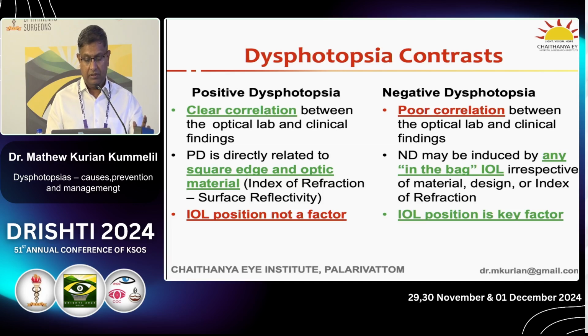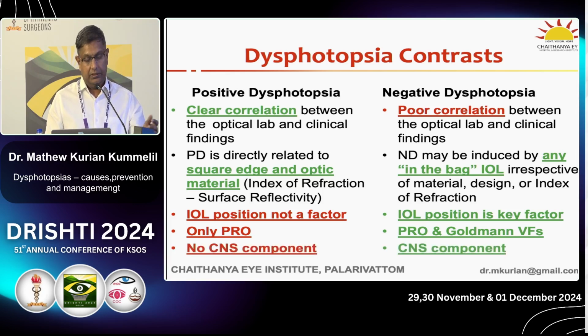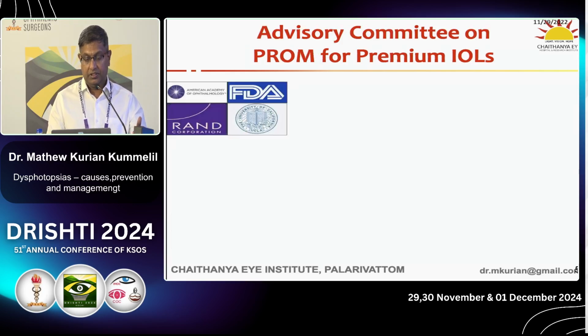IOL position is not a factor in positive dysphotopsia. IOL position is the key factor in negative dysphotopsia. There are only patient-related outcomes in positive dysphotopsia, whereas in negative dysphotopsia, you can actually use Goldmann visual fields to measure the difference. And there is a CNS component: there is neuroadaptation in negative dysphotopsia because it affects your visual fields.